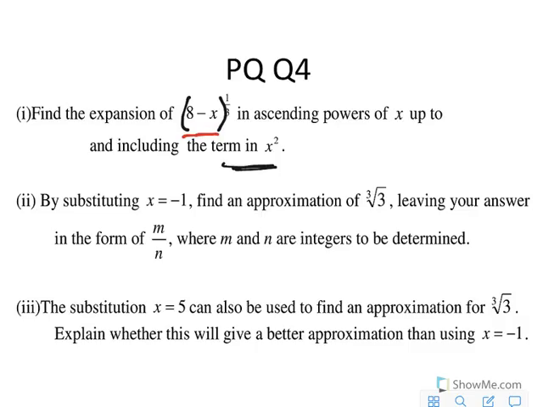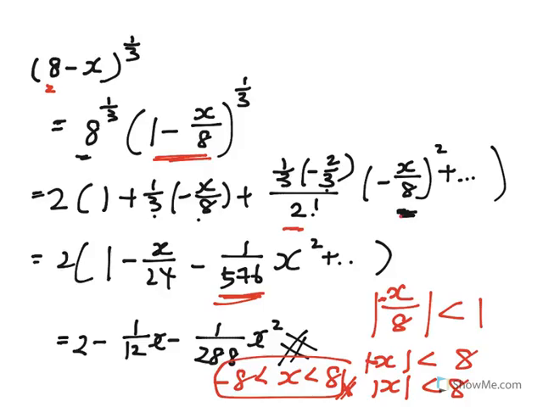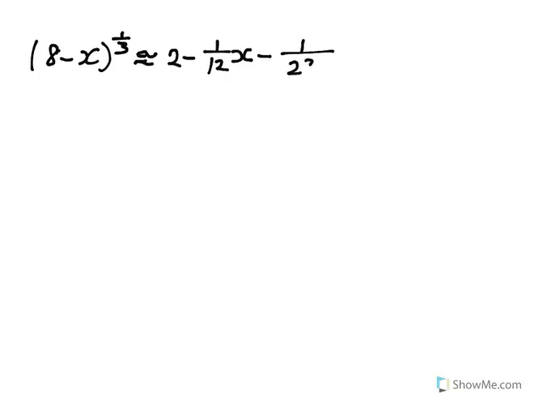Next we go to do part 2. We need to sub x equals negative 1 and find an approximation for the cube root of 9. So let's rewrite our answer. We know that (8 minus x) to the power 1 over 3, based on part 1, is approximately 2 minus 1 over 12 x minus 1 over 288 x squared. This is what we have.